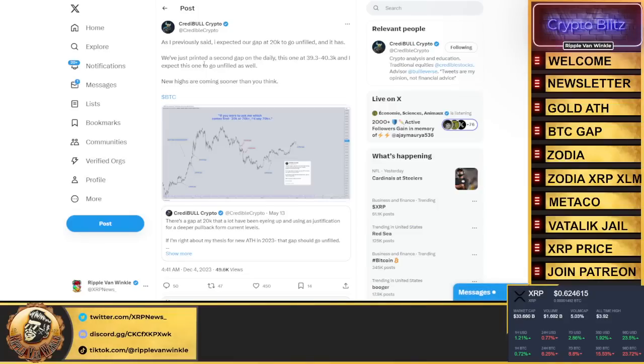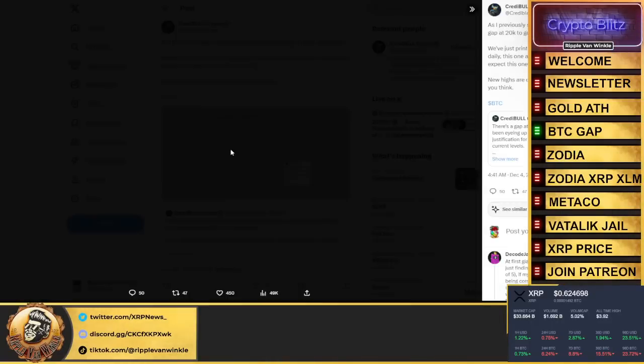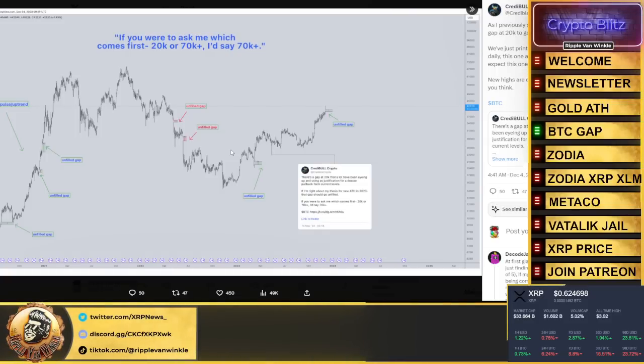Pay attention. Credible Crypto put this out. As I previously said, I expected our Bitcoin gap at 20,000 to go unfilled, and it has. We just printed a second gap on the daily, and this one's sitting at 39,000 to 40,000, and he thinks this gap's going to go unfilled as well. He said new highs are coming sooner than you think.